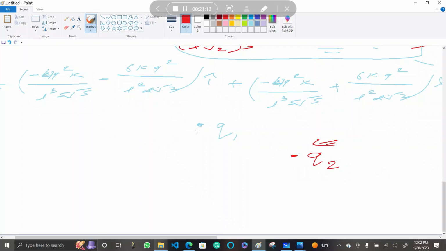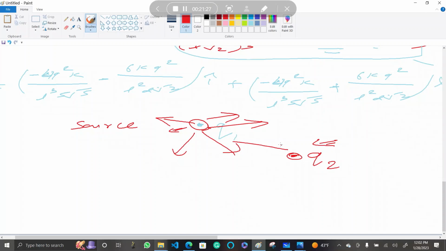So I discussed today only these two problems. Basically, while calculating the force on the charge Q2 because of charge Q1, this is the source charge, it emits an electric field from here, and because of this electric field, this charge experiences the force. If you want to calculate that force, you always have to take the direction away from the first charge, right?